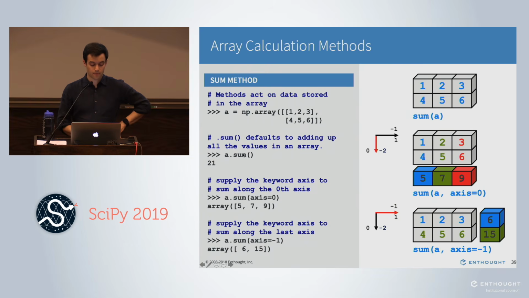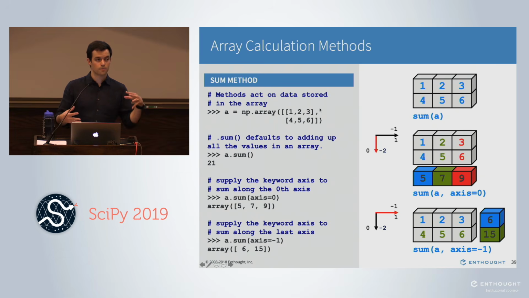So our first example computes the sum of our array A. And it does that using a method. A method is like a function attached to an object. Here the sum method is attached to the array A, and I'm not passing any arguments. So all of the values in my array get collapsed together into a single value. The sum of all these numbers is 21.